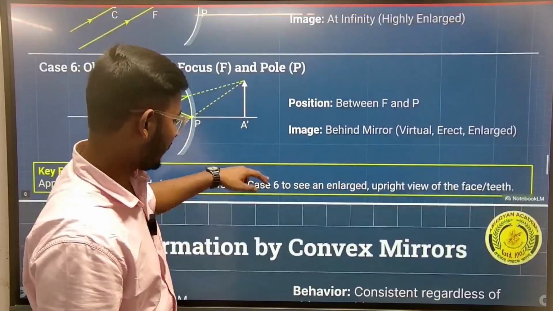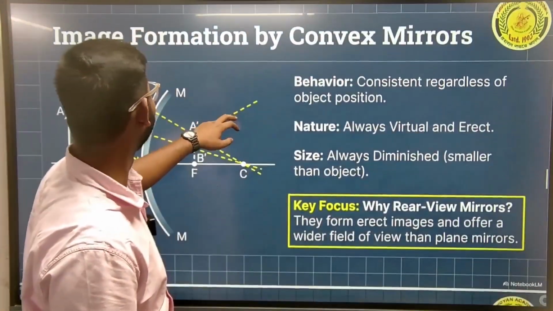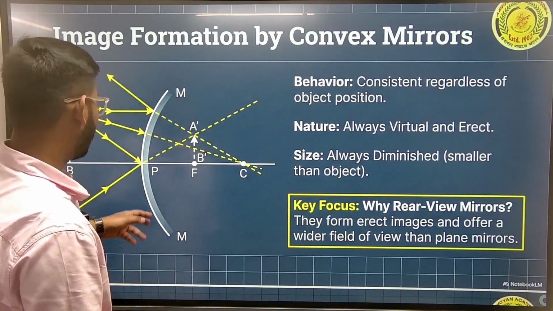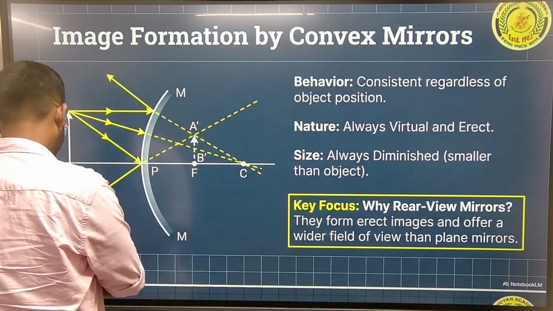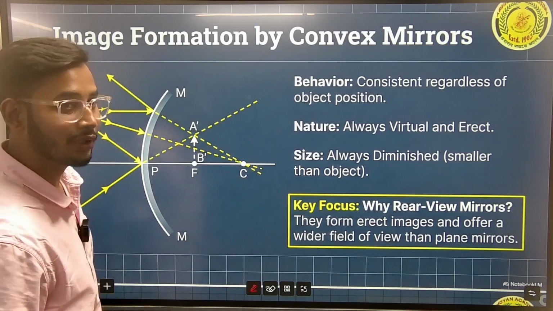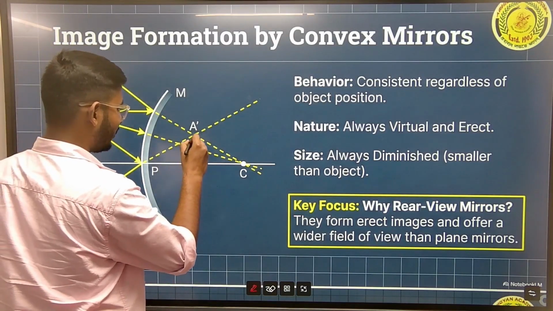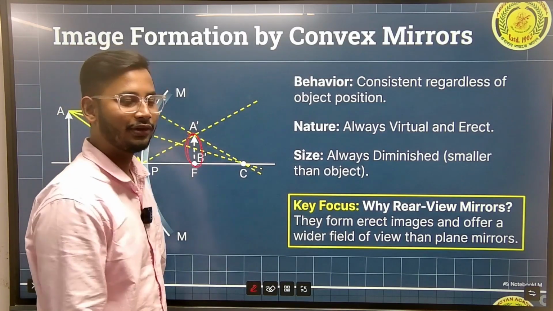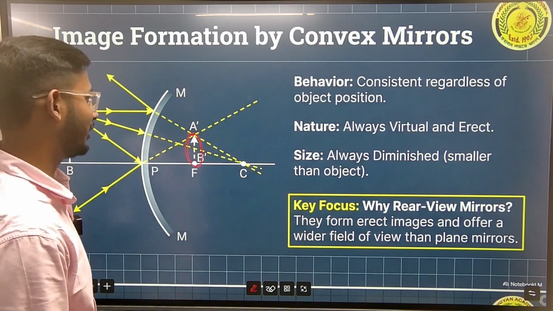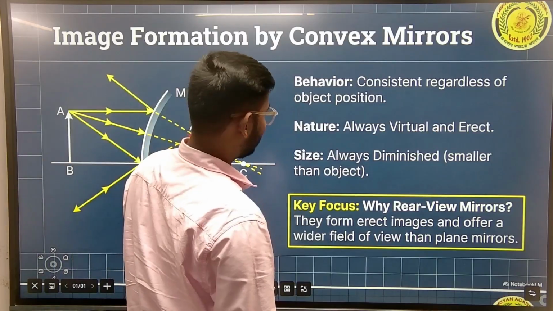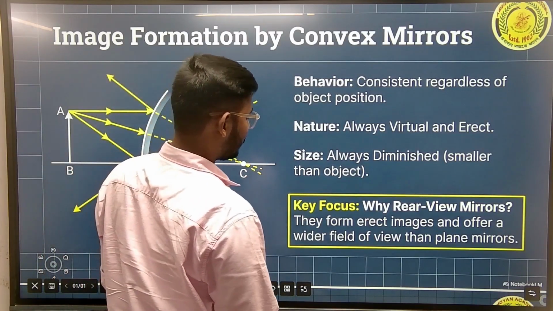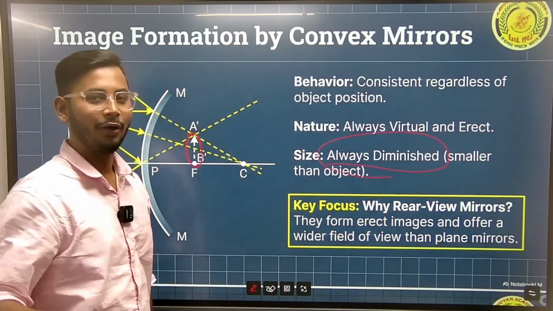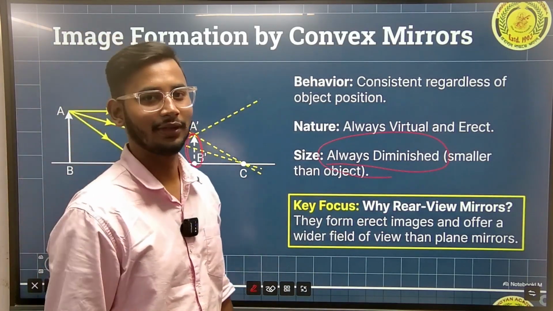Now these are some ray diagrams of convex mirror. So always remember, for convex mirror the image is always virtual. And the size of the image is always diminished. It is always smaller than the object.